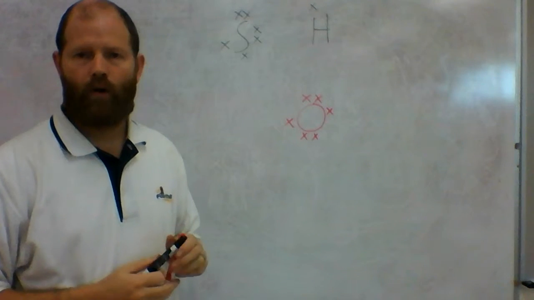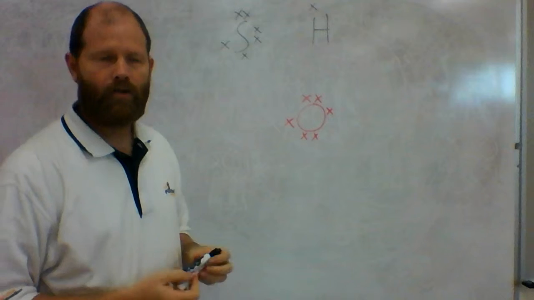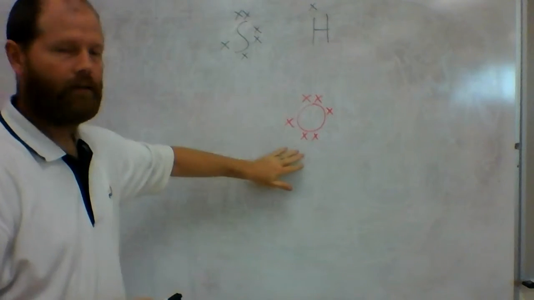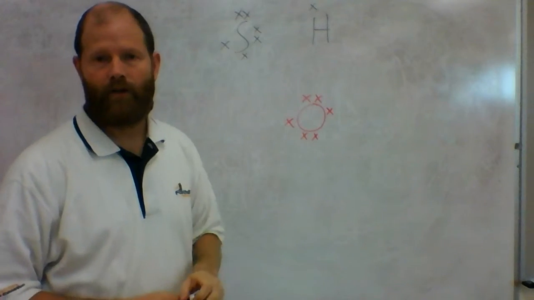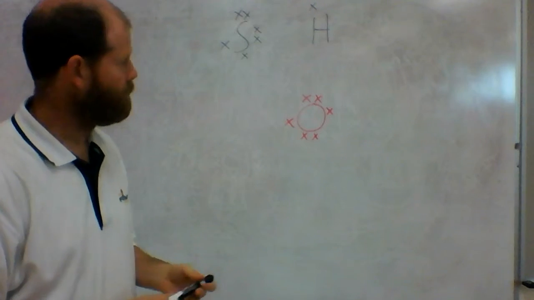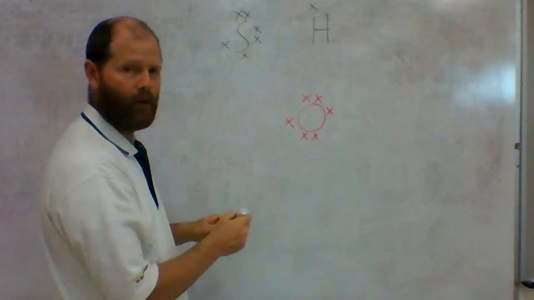So now let's look at some more complicated covalent bonding. Let's try and bond together sulfur, oxygen, and hydrogen. I'm going to start down here. The hydrogen is pretty simple to bond on.